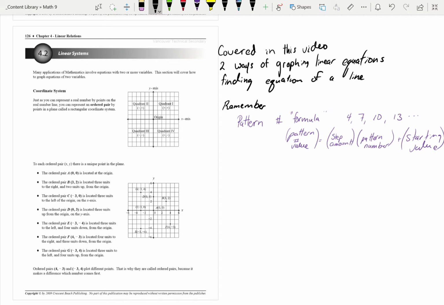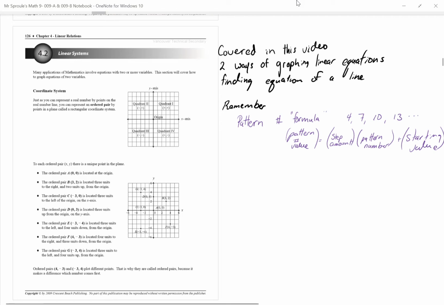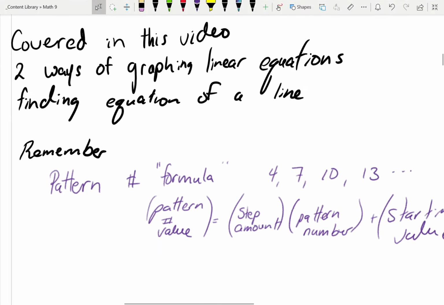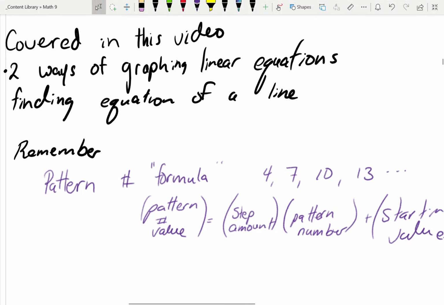Today we're going to cover and bridge our understanding from that 4.1 lesson that I did on patterns into something a little bit more mathematical, which is referred to as a linear system. What I'm covering in this video specifically, the two big things, are two ways of graphing linear equations. So you're going to learn two methods of how to graph. They're good for different things. Both are equally good to know. I use a combination of both when I do them, depending on what the equation I get is.